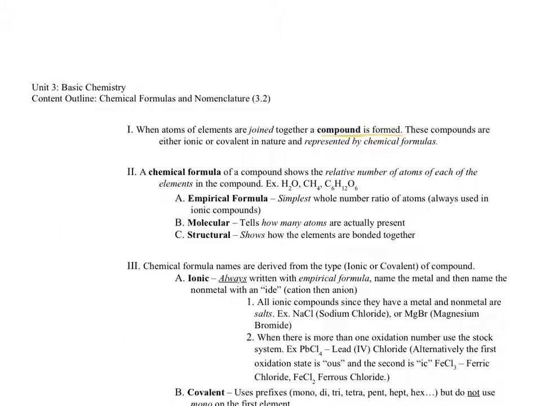A compound occurs when atoms of different elements are joined together. The way we represent those compounds is with a chemical formula, and a formula contains the number of atoms of each element. So for example, H2O means that I have 2 hydrogens and 1 oxygen. CH4 means I have 4 hydrogens and 1 carbon. C6H12O6, which is sugar, means that I have 6 carbons, 12 hydrogens, and 6 oxygens.